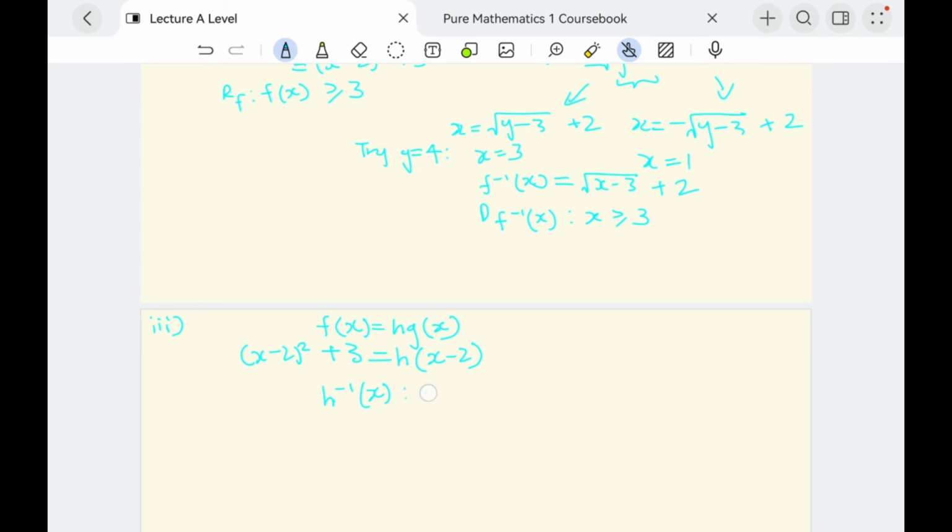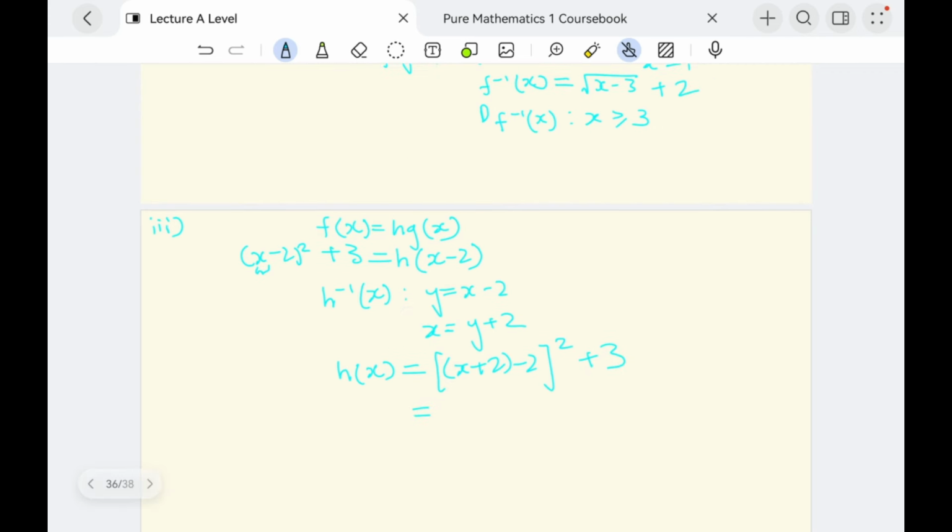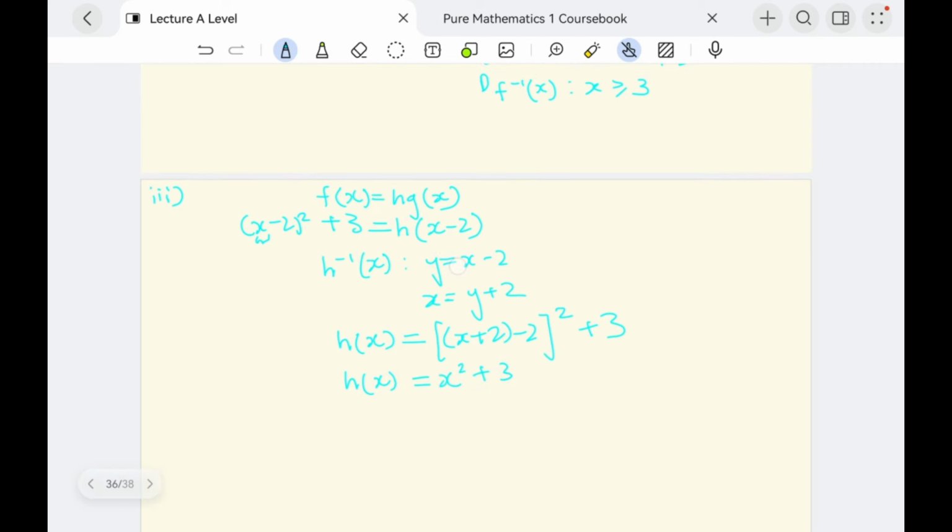So I let y equals to 2. Alright, and I swap the subject is x, y plus 2. Okay? And to get the expression of h(x), you just put this x as x plus 2. Okay? So I have x plus 2 minus 2, x squared plus 3. So my h(x) will be x squared plus 3. Alright?